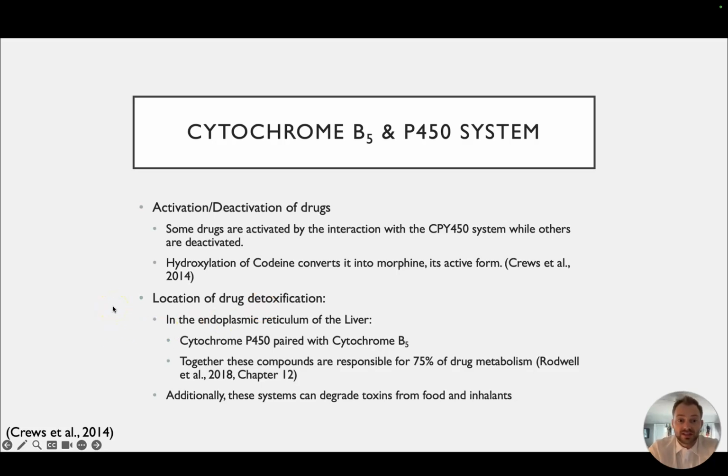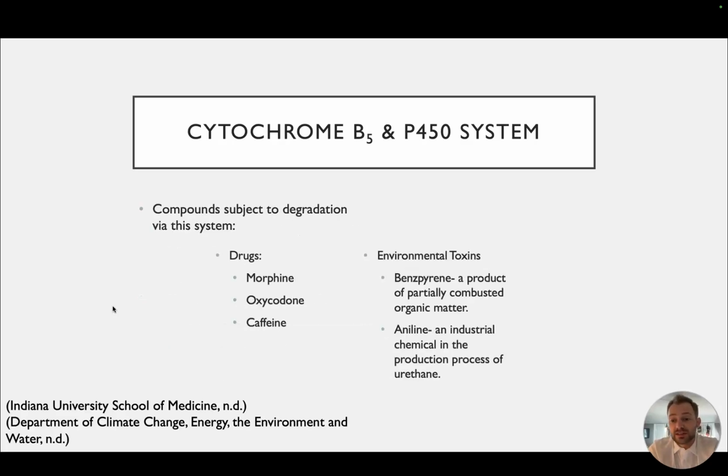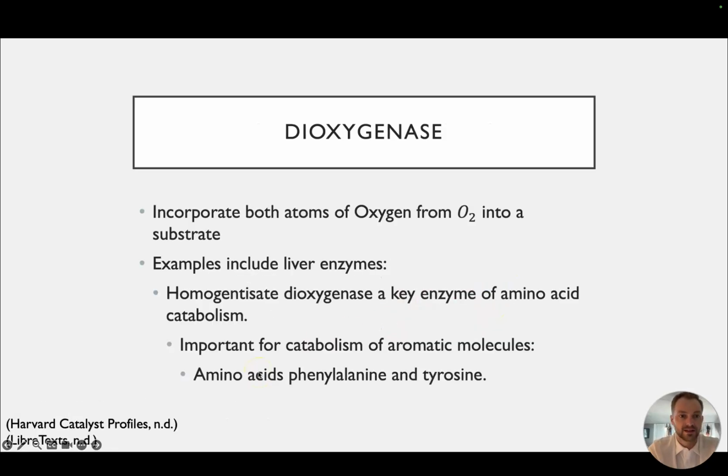The location of drug detoxification is in the endoplasmic reticulum of the liver, and B5 is just basically an assister to facilitate the transfer of electrons. Together, these compounds are responsible for 75% of our drug metabolism, and this is also why they are so important in dictating the duration of drugs. A couple drugs that they are capable of hydroxylating are morphine, oxycodone, and caffeine. And then they also can detoxify environmental toxins like carcinogens, benzopyrene, which is a product of partially combusted organic matter.